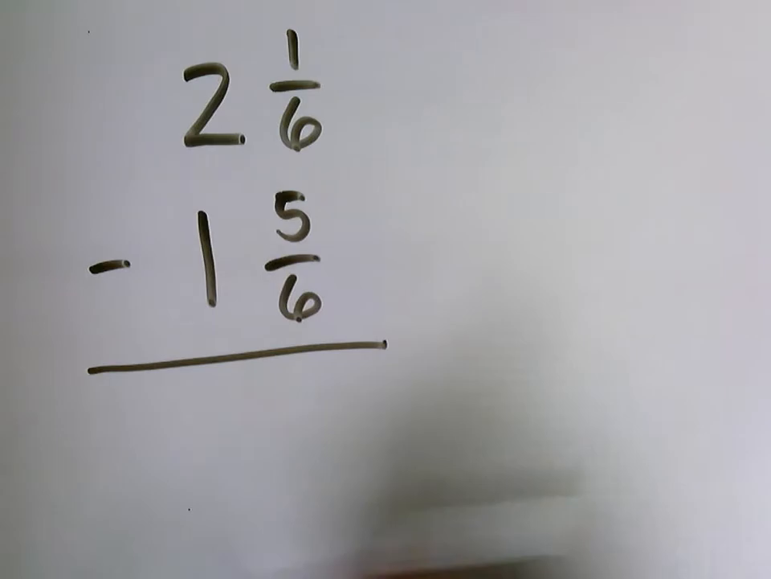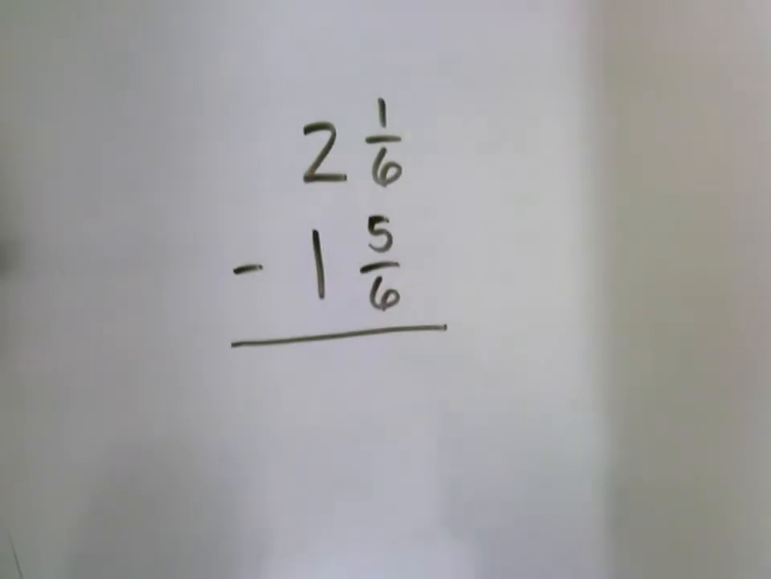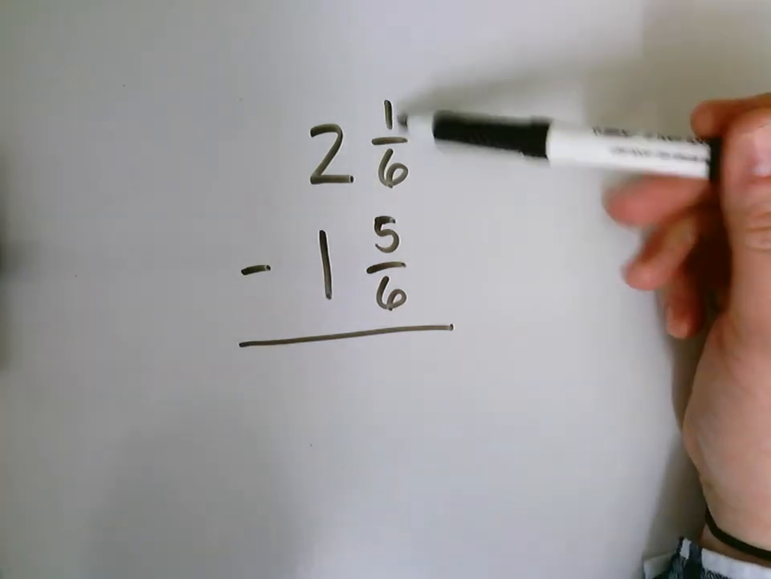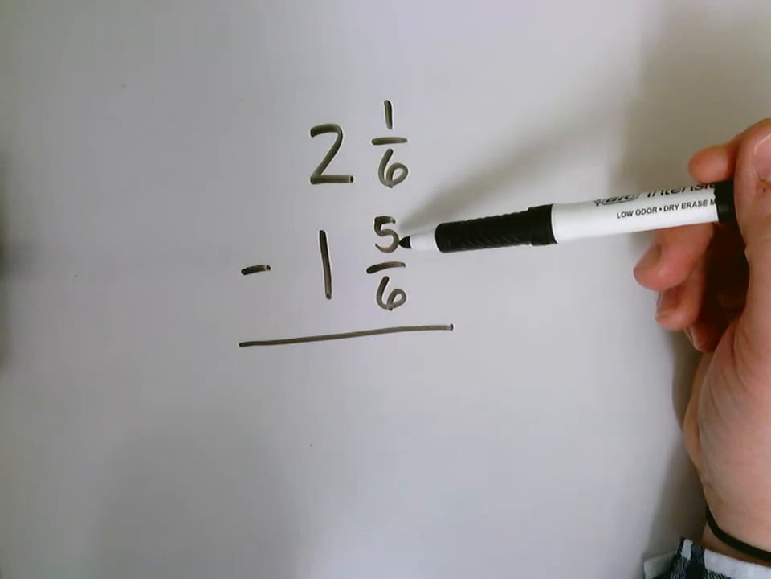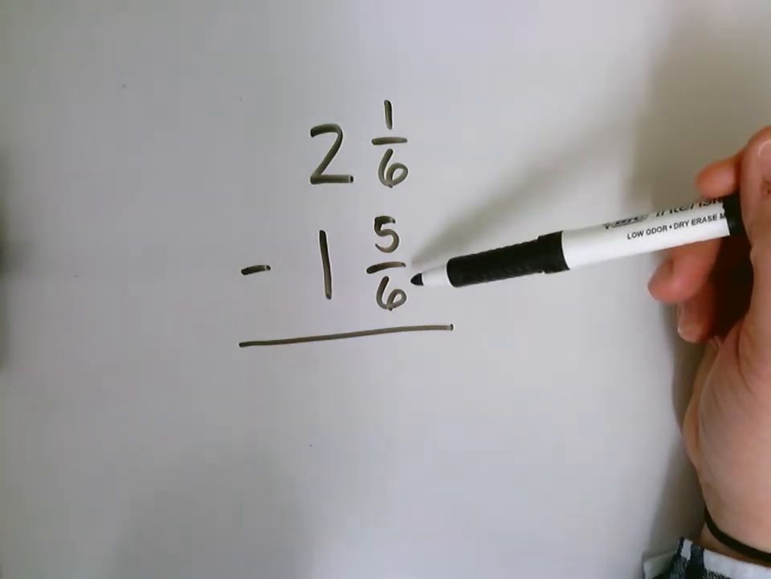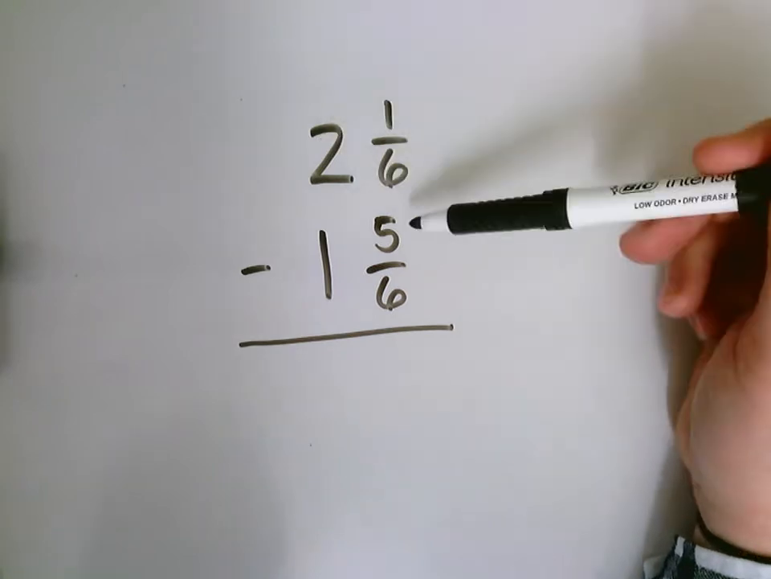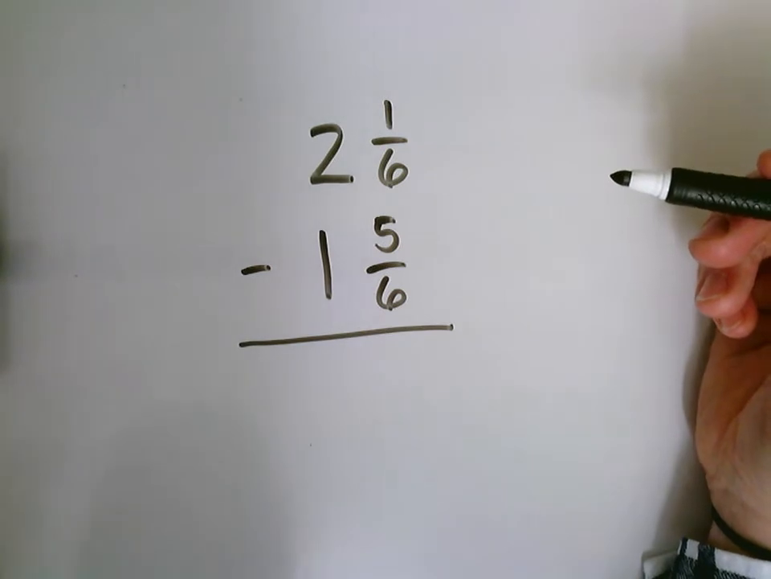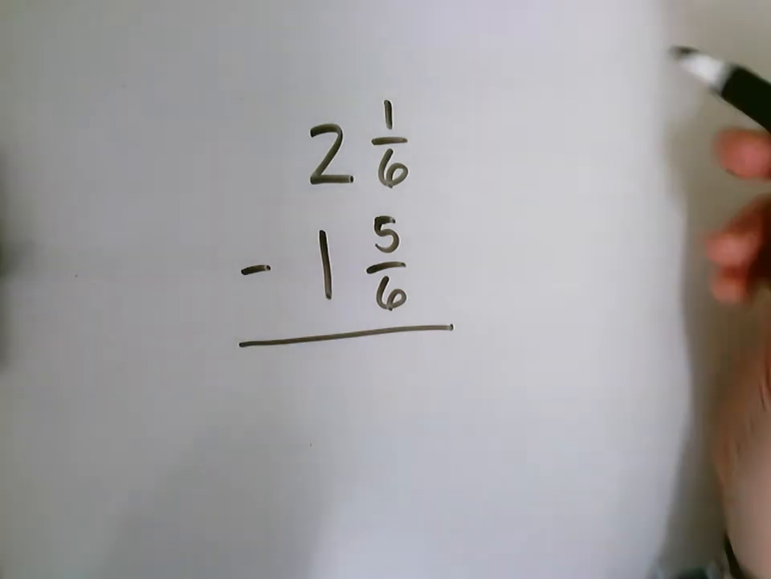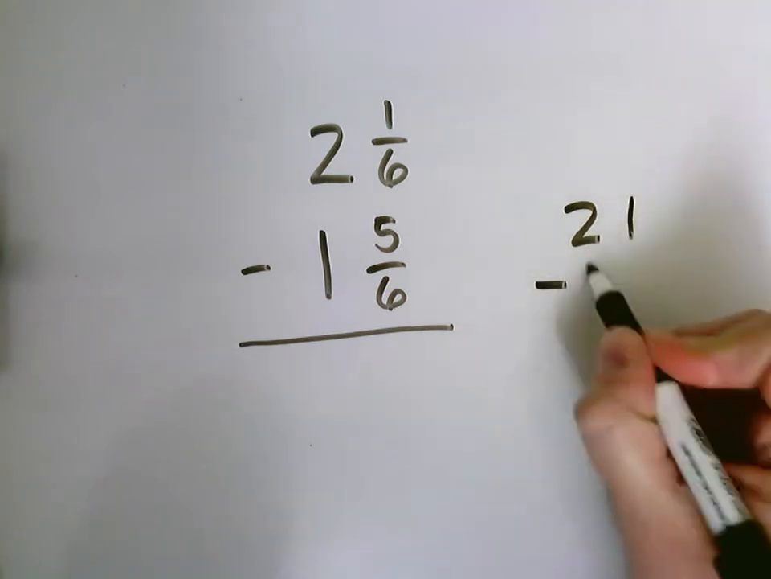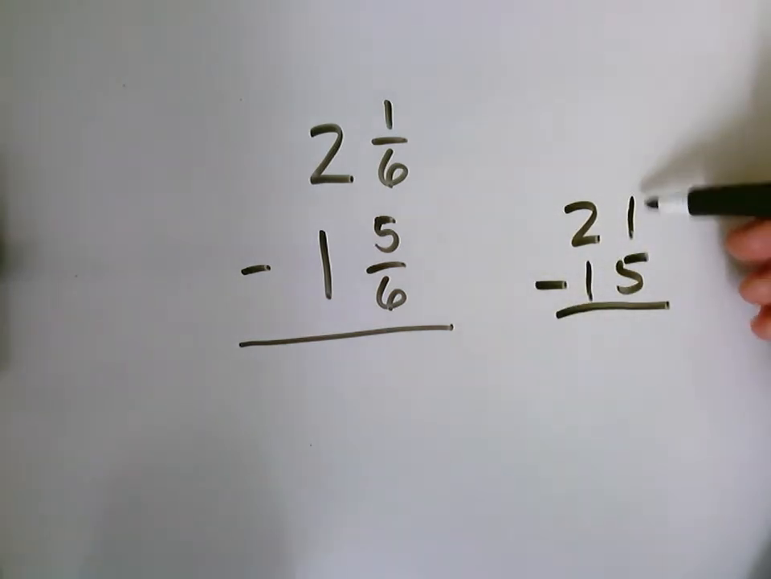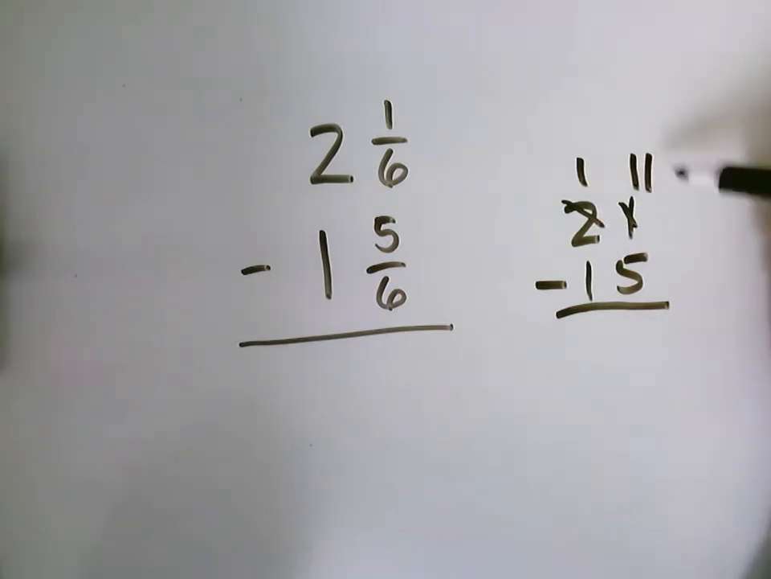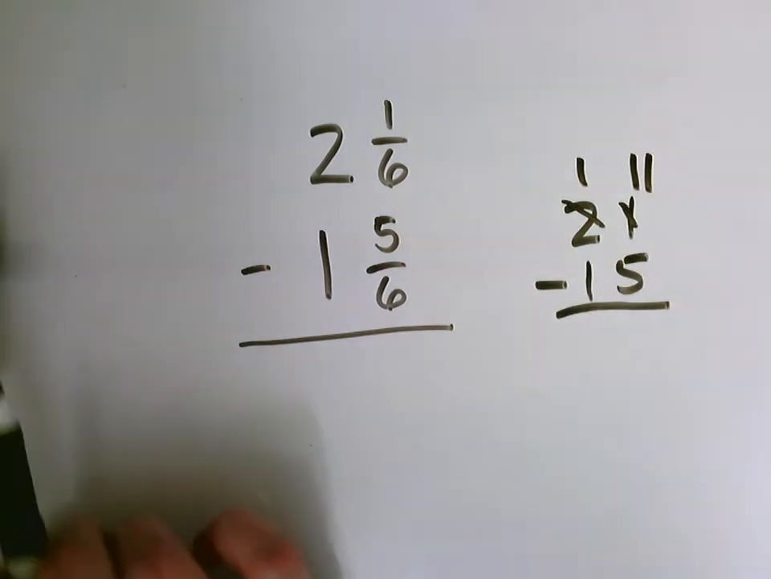Okay, so nicely we have a common denominator, so I don't need to change that. But if you notice, I have 1/6 minus 5/6. You're going to say, well, I can't do that. 1/6 is smaller than 5/6, but 2 1/6 is greater than 1 5/6. So just like when we have to regroup when we subtract whole numbers, like if I was doing 21 minus 15, I would have to regroup. I'd have to go next door, borrow from my 2. And I can subtract. We're going to have to regroup our fractions as well.